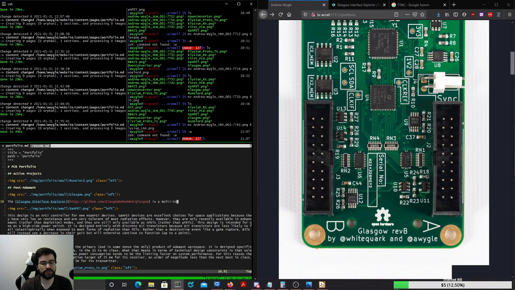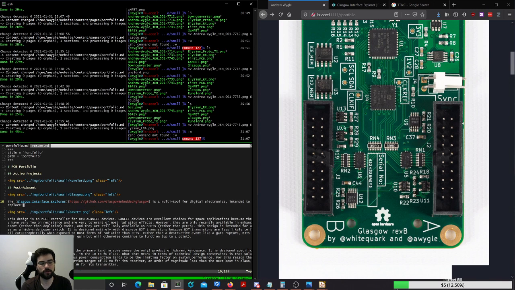Is a multi-tool for digital electronics intended to replace the proliferation of programmers, serial cables, and logic analyzers, which clutter many designers' desks.